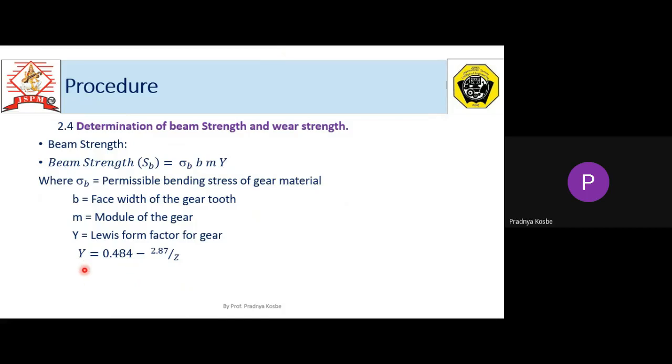And for gear, it will be YG, and that will be equal to 0.484 minus 2.87 divided by ZG. So YP is what? Already we have studied this, correct? I am just repeating this procedure. YP is Lewis's form factor for a pinion. YG, Lewis's form factor for a gear. ZP, number of teeth on pinion. ZG, number of teeth on gear.